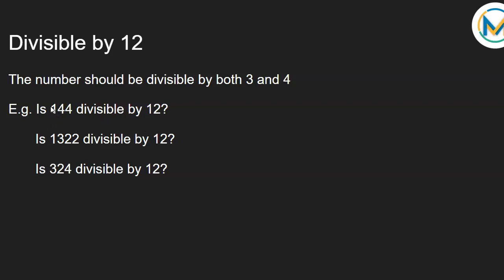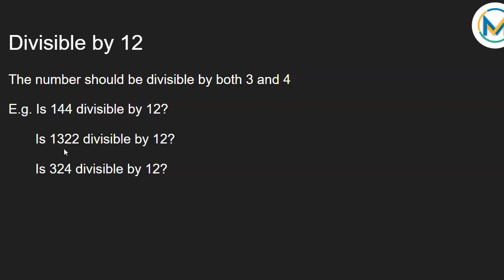Test for divisibility by 3 first. 1 plus 4 plus 4 is 9. Yes. So 9 is divisible by 3. And test for divisibility by 4 is the last two digits, 44. Yes, 11 into 4 is 44. So yes, 144 is divisible by both 3 and 4, and hence it is divisible by 12.